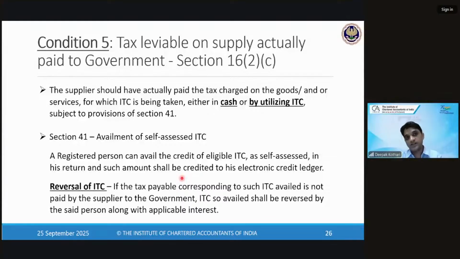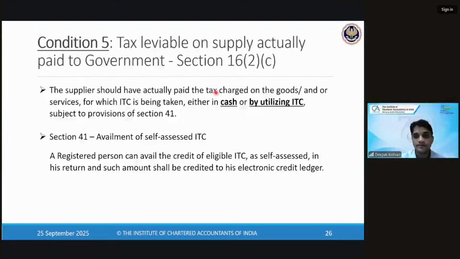Okay. And reversal: if the tax payable corresponding to such ITC availed is not paid by the supplier, if the supplier, as usual, doesn't comply with this condition, then the receiver will have to reverse the ITC along with the applicable interest, is what this condition is saying. So the supplier should be compliant. If he's not compliant, then the recipient will have to check and then he will have to reverse it. Which means that what will happen?